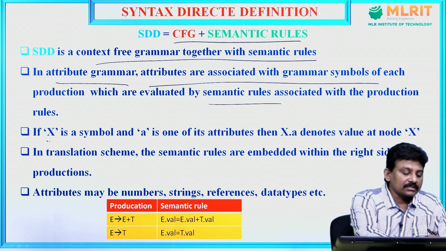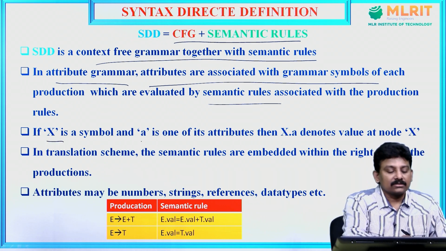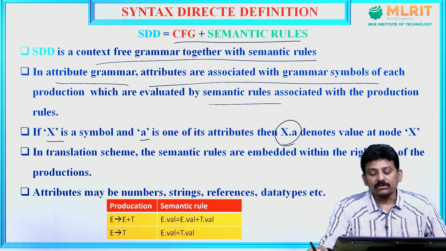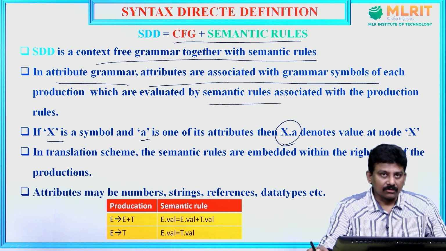Suppose X is a symbol and A is one of its attributes, then X.A denotes the value at node X in the parse tree. In the parse tree, if there is a node labeled with X, X.A denotes the value at node X. In a translation scheme, the semantic rules are embedded within the right side of the production.